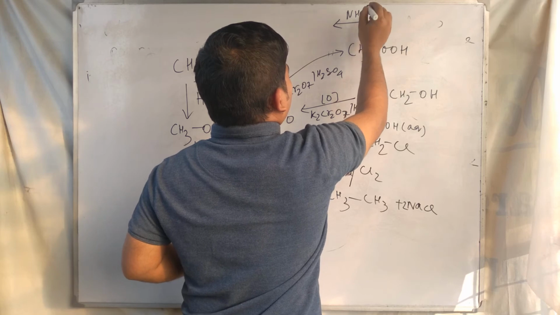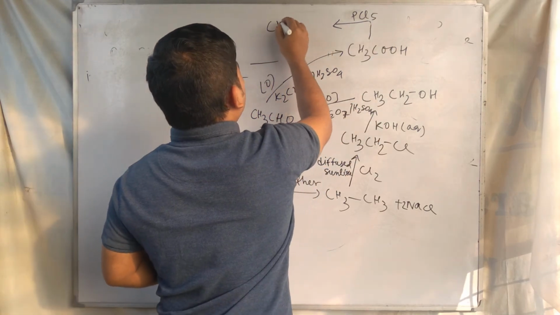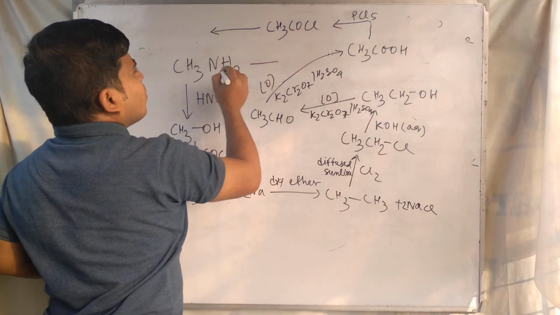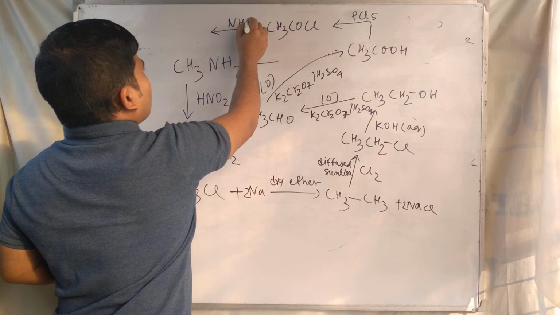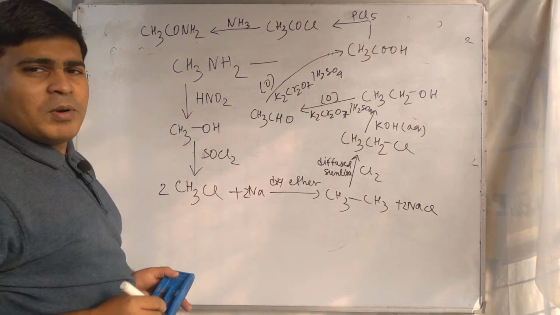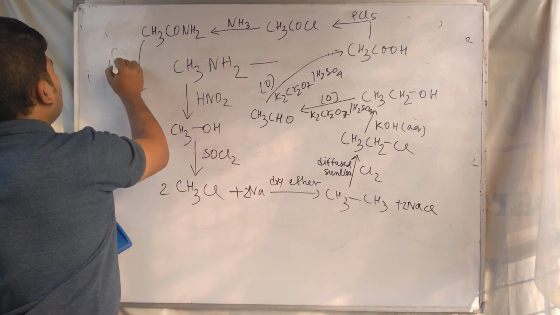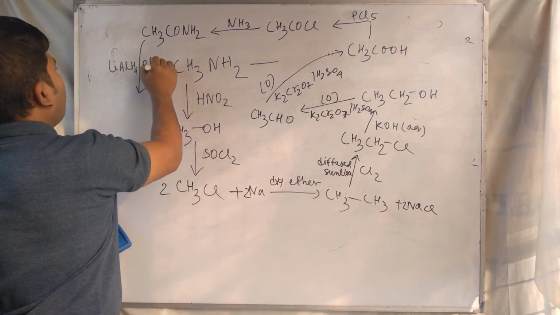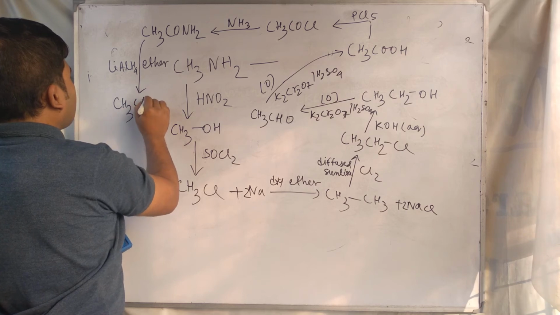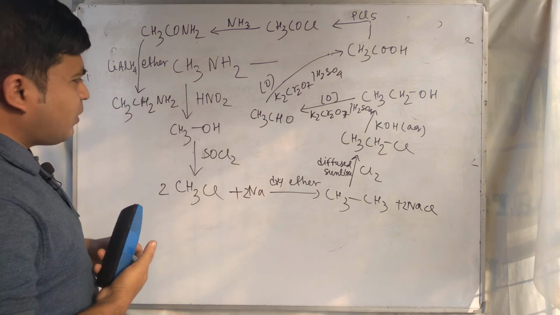you have to use PCl5 to form CH3COCl, the acid chloride, and then use NH3 to form ethanamide, and ethanamide, with lithium aluminum hydride and ether, forms this one, that means ethylamine. So it's a long process.